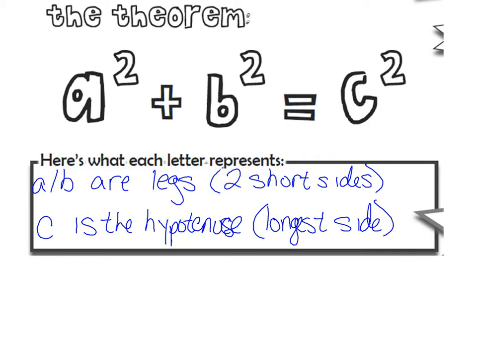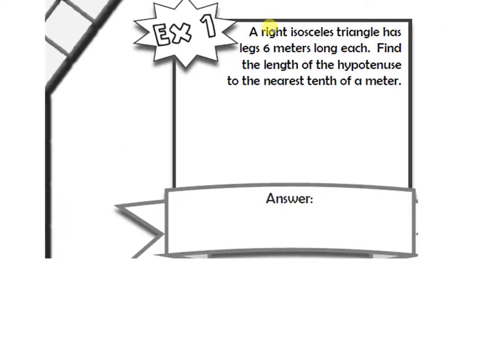So let's look at an example and then let's jump straight into today's practice problems. So example 1, it says that I have a right isosceles triangle. Isosceles just means that two sides are the same. So I'm going to come over here, I'm going to give myself a little room, and I'm going to draw a right triangle. It says that the legs are 6 meters long. Our legs are two short sides, so this side is going to be 6, this side is going to be 6. And it wants us to find the length of the hypotenuse.